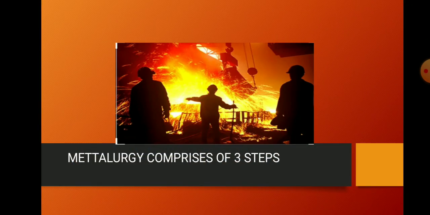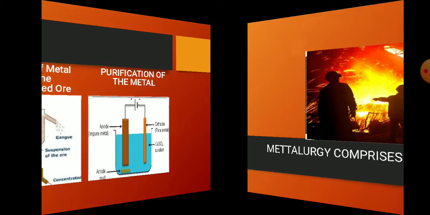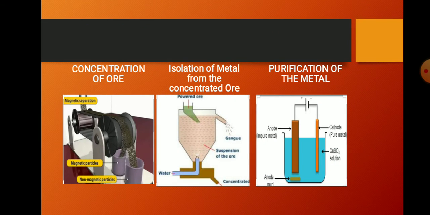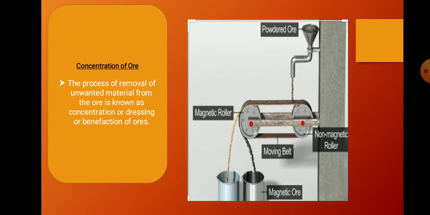Metallurgy comprises three steps. We have the concentration of ore, isolation of metal from the concentrated ore, and purification of the metal. The first step of metallurgy is called concentration of ore. That is the process of removal of unwanted material from the ore. It is known as concentration or dressing, or what we call beneficiation of ores.